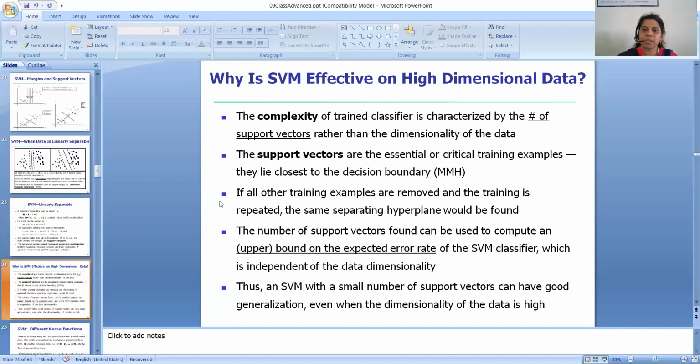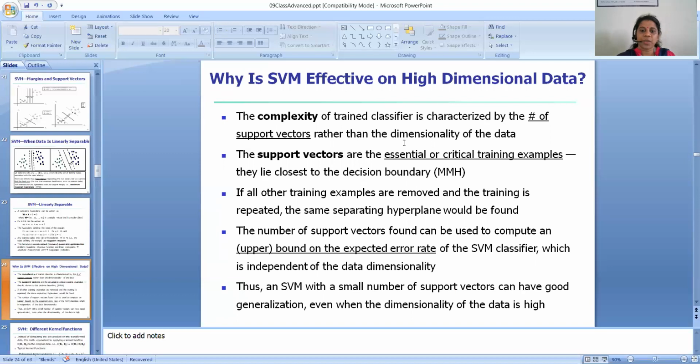So the support vectors are the essential or critical training tuples that lie closest to the decision boundary. If all other training examples are removed and the training is repeated, the same separating hyperplane would be found. The number of support vectors found can be used to compute an upper bound on the expected error rate of the SVM classifier, which is independent of the data dimensionality.